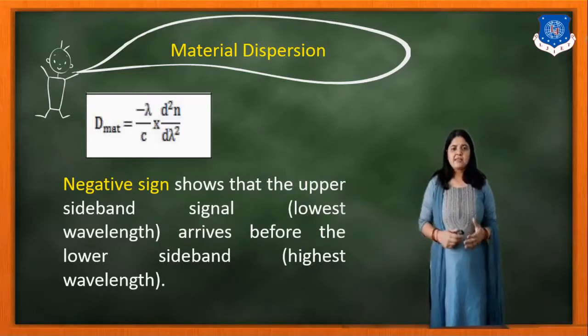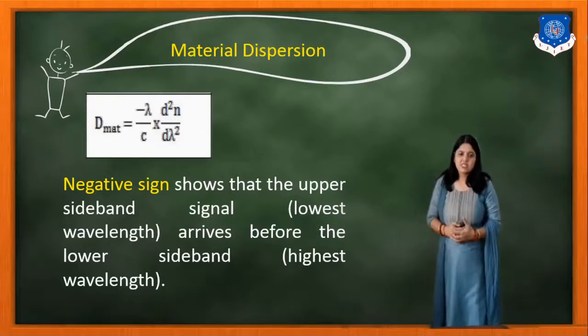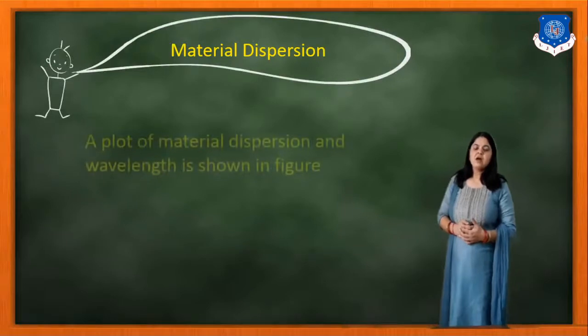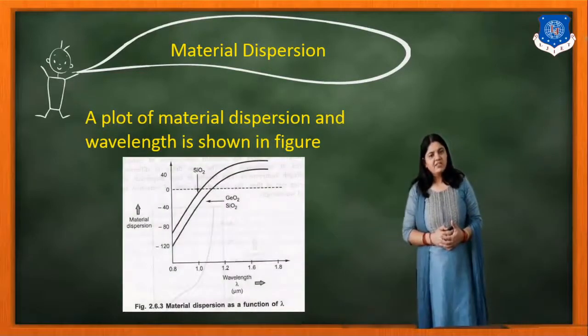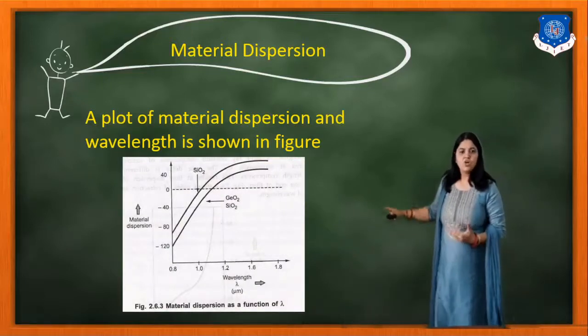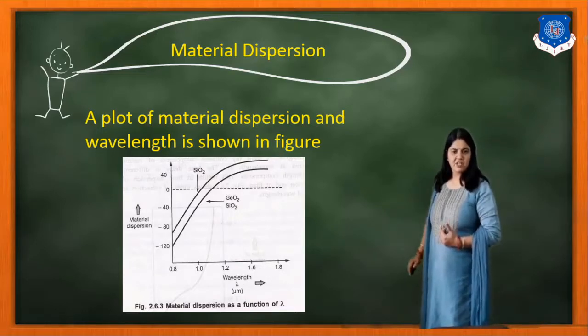So it shows that the upper sideband signal arrives before the lower sideband. That is why the negative sign appears in the equation. Now a plot of the material dispersion against the wavelength is also shown in the figure. That is the wavelength and the material dispersion.